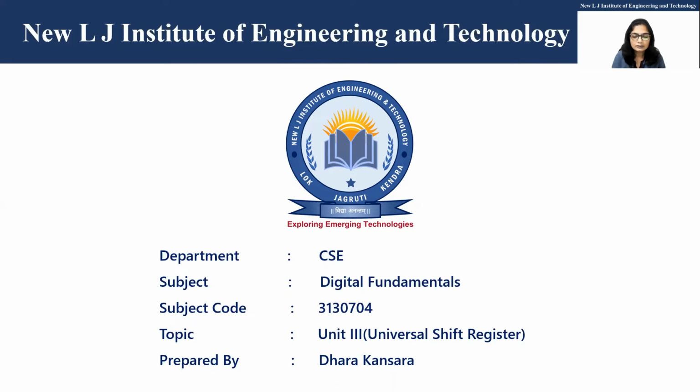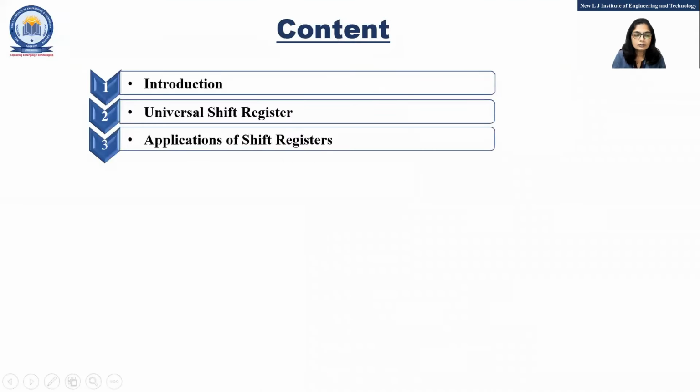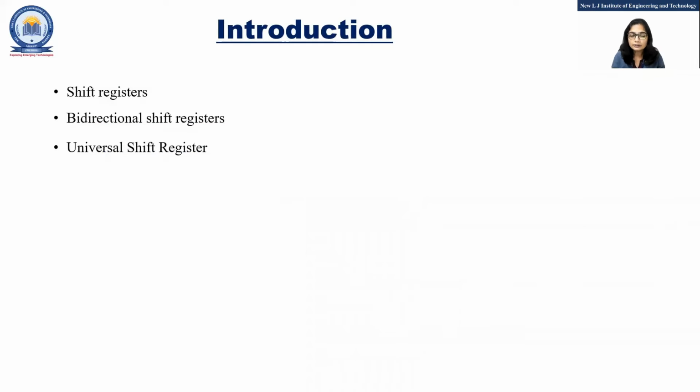I will discuss Universal Shift Register in this video and I will cover the following contents: Universal Shift Register and applications of shift registers. So we have already discussed what is a shift register. Shift registers simply shift the data. We have already discussed the types of registers that are serial in, parallel out, serial in, serial out, parallel in, parallel out, and serial in, parallel out. So for all those operations we are using different circuits.